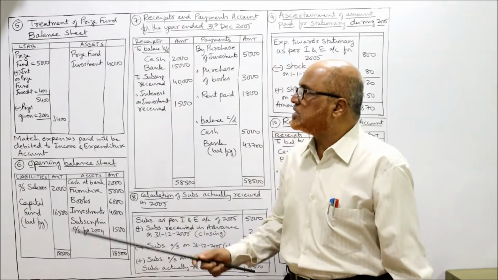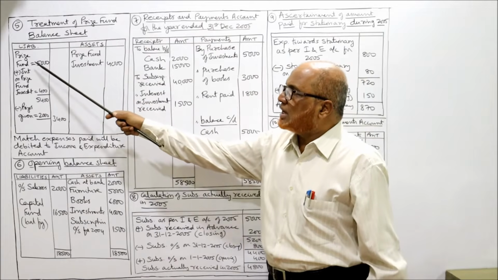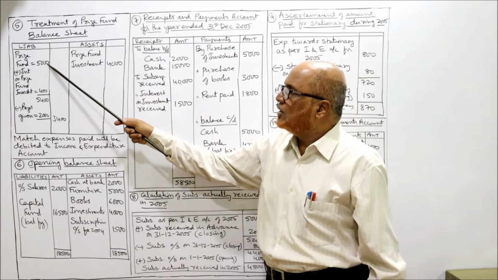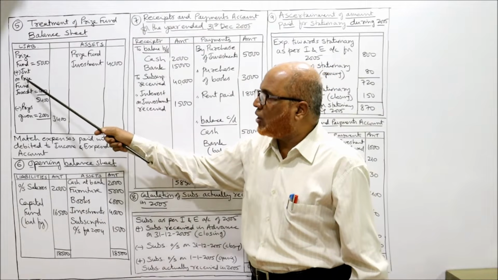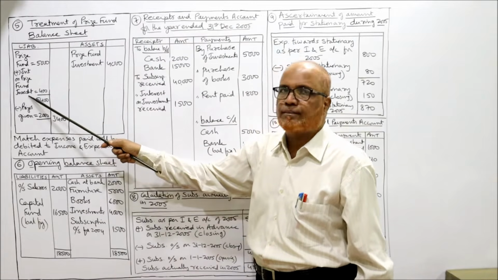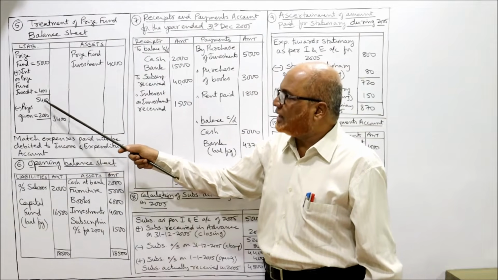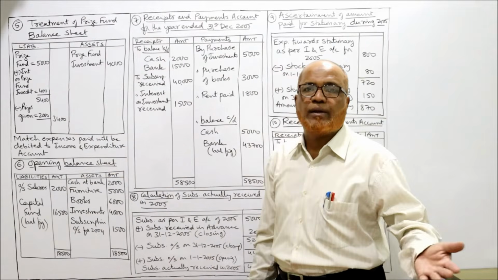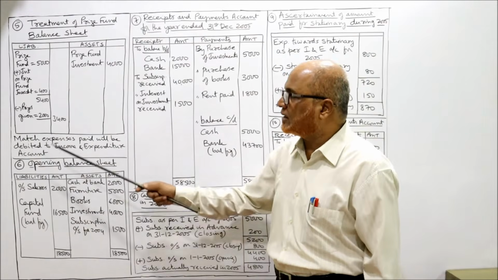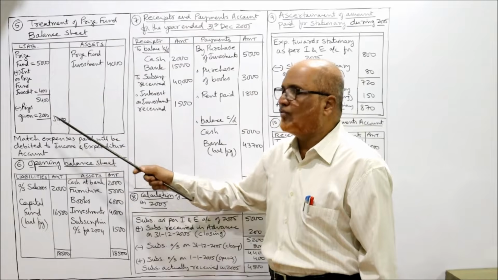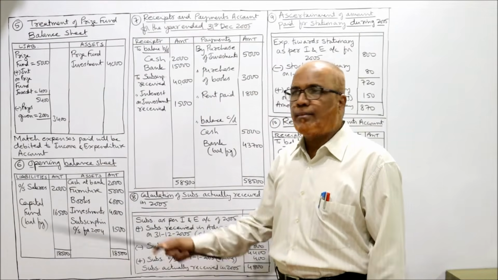Now what is the treatment? See here, treatment of prize fund in balance sheet. On the liability side we take prize fund 5,000. To that 5,000 we add interest on prize fund investment, 400, making 5,400. From 5,400 the prizes distributed, 2,000, will be subtracted, giving 3,400. This is the presentation of prize fund in the balance sheet.